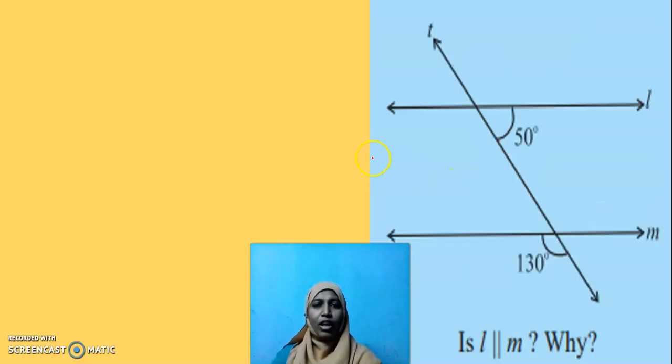Okay, the same way we have one more example. Is L parallel to M? Here, have they given us any alternate angles? No. Do we have any corresponding angles? No. Then how to find whether they are parallel or not?